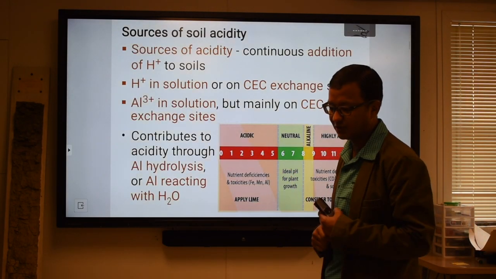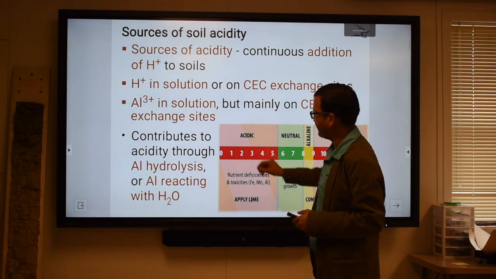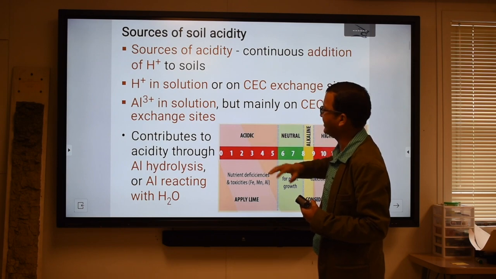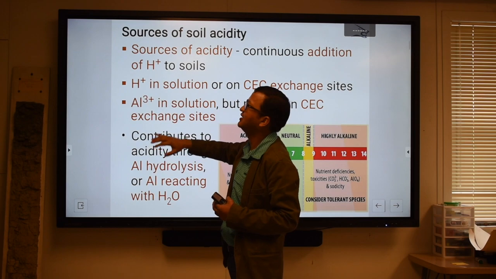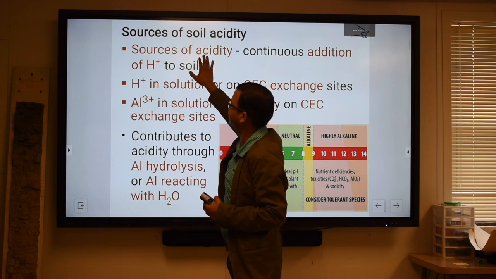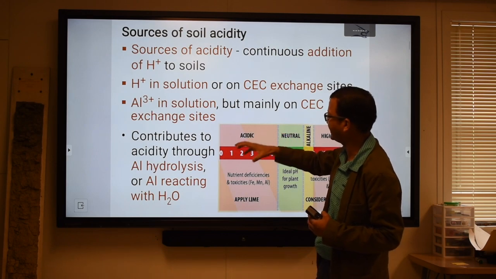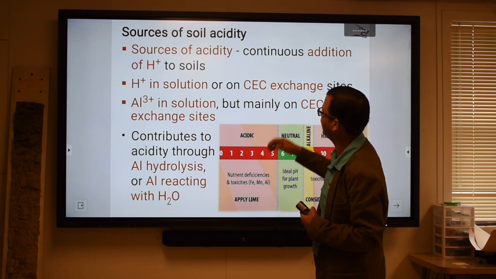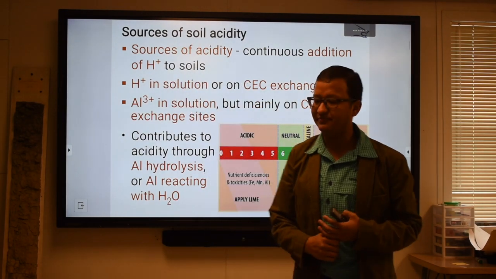There are many sources of soil acidity that we typically see in the soils. I'll cover a few of them here, and we have discussed that in lecture as well. If we add anything that results in hydrogen ion in the soils, that will be a source of acidity. Whatever fertilizers you are applying, or whatever activities you are doing in the soils, that end up adding more hydrogen ion are sources of acidity.